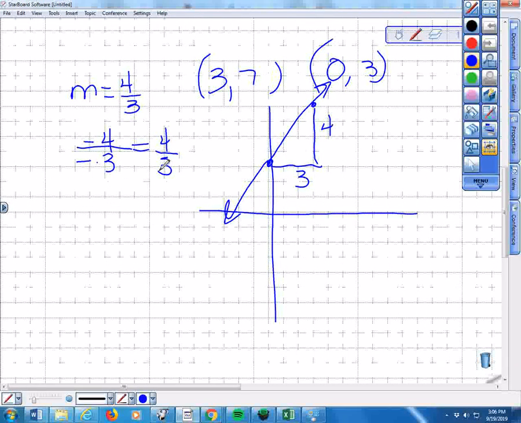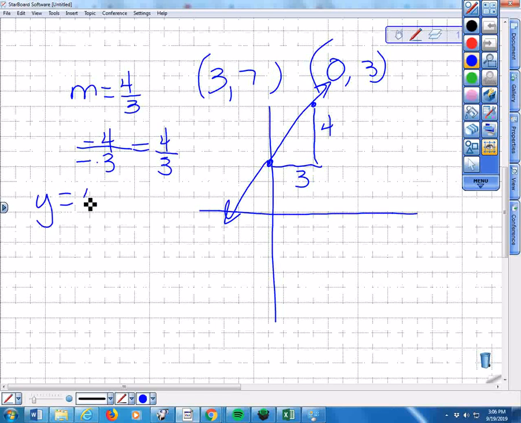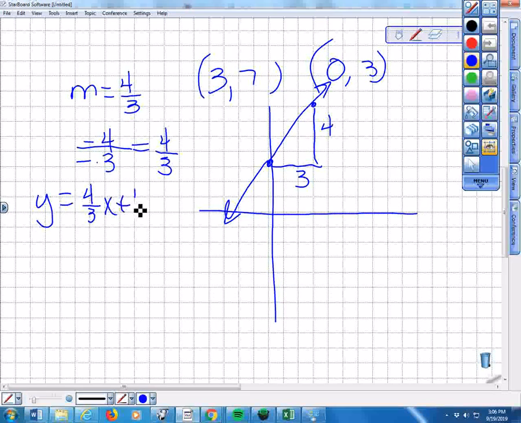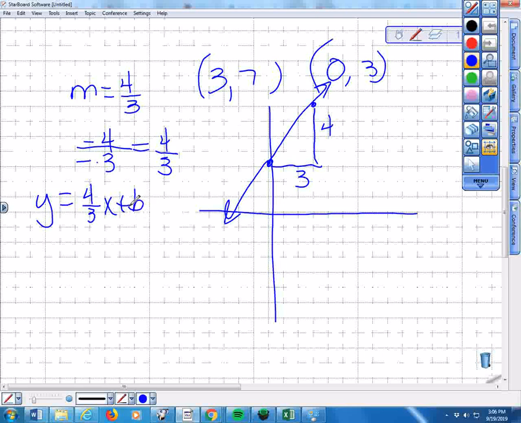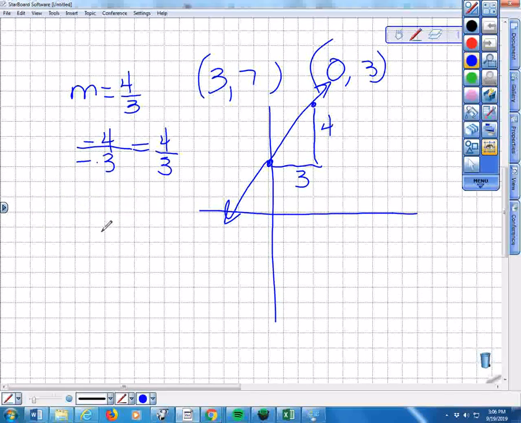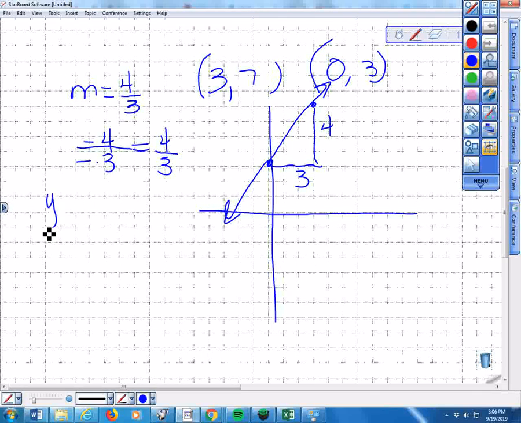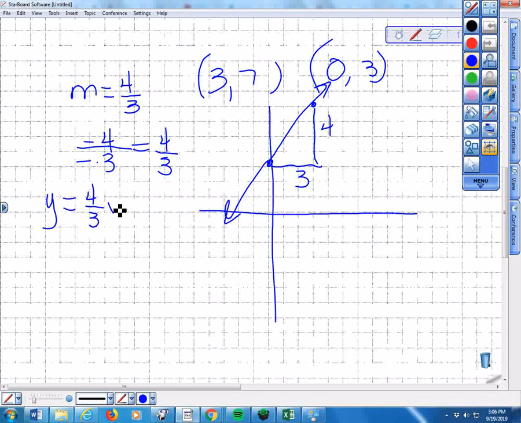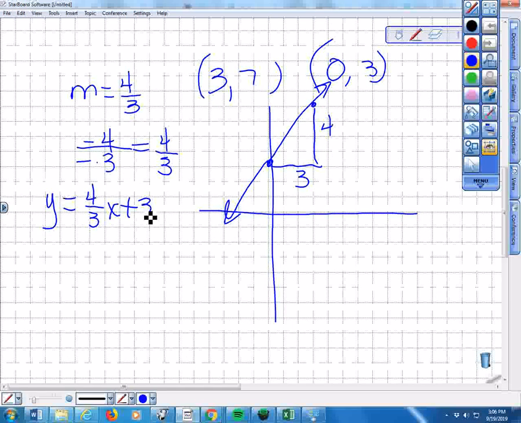I could go through the motion of doing this whole 4/3 x plus b, and I could plug 3, 7 in. But why would you do that? We have 0, 3 given to us. That's the equation of the line.